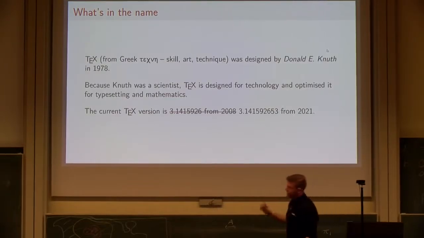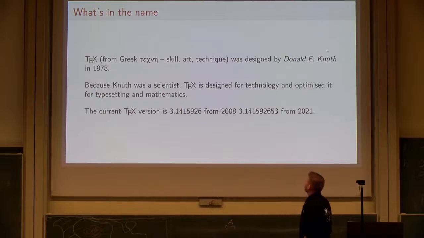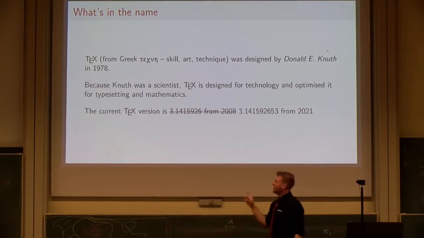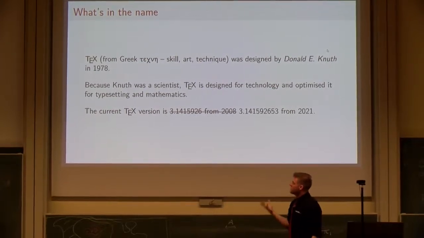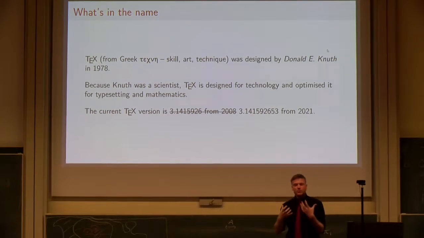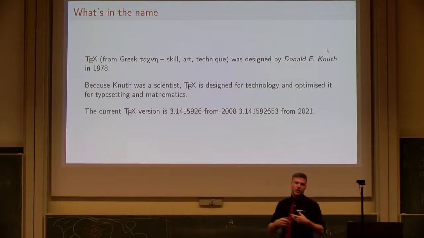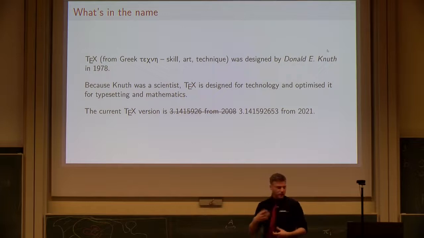What's in the name? LaTeX. Well, it comes from tech, which is Greek for techne. That's skill or art or technique. And it was actually designed by Donald E. Knuth in 1987. Well, he was a scientist, and it was designed for technology and typesetting, and it was kind of made for mathematics papers. Because at that time, there weren't really any good tools to write mathematics papers that have lots of formulas in them. And that's where LaTeX was born from.